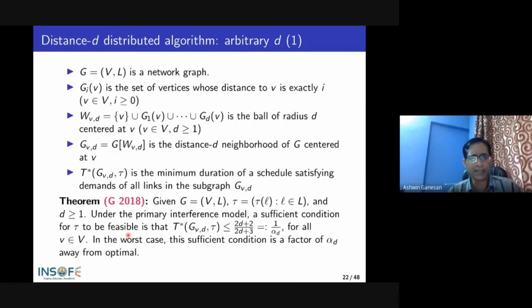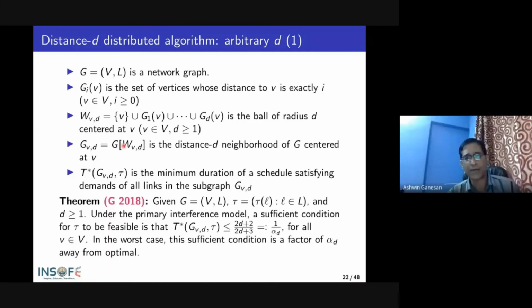Okay, so here's the theorem. Basically, you have a network graph G. You have the ith layer, the set of vertices whose distance to a vertex V is exactly i. That's the ith layer in the distance partition of the graph with respect to vertex V. Then you look at the ball of radius d centered at V. That's a set of vertices: the vertex V itself, all its neighbors, and so on until you get all the vertices whose distance to V is exactly d. And the union of all those vertices is called the ball of radius d centered at V.